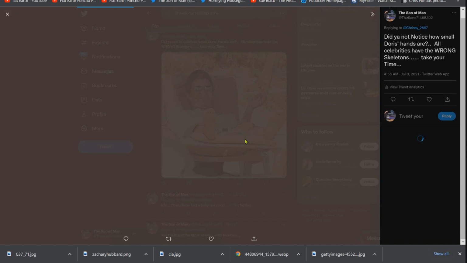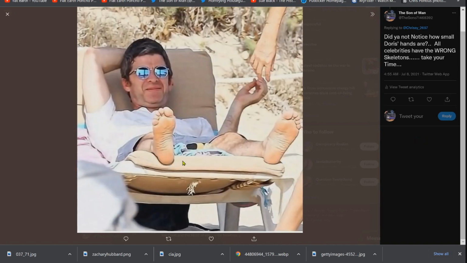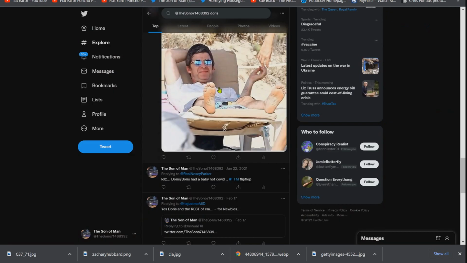Look at Noel Gallagher's tiny feet. When I first looked at that picture, I'm not kidding you, I thought one of his children was laid on the lounger with him, but you could see the child's feet. It took a while for it to register that they are Noel's feet. All a size 5.